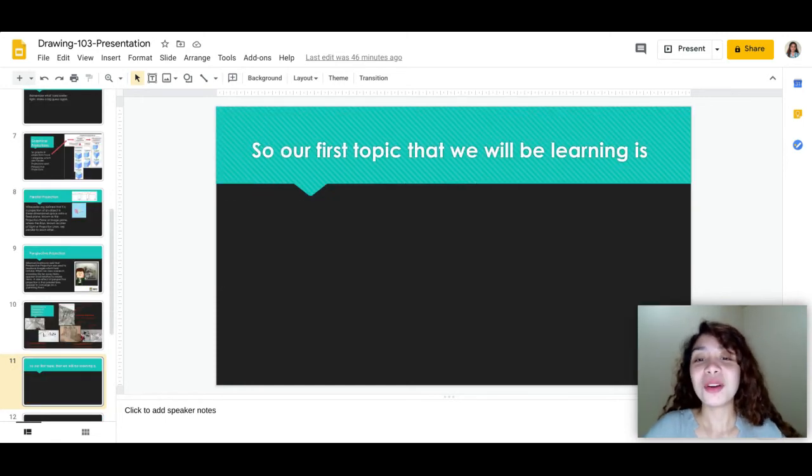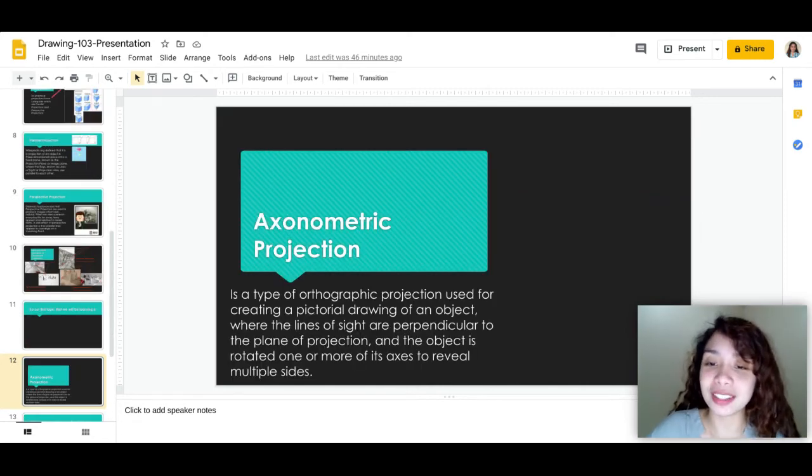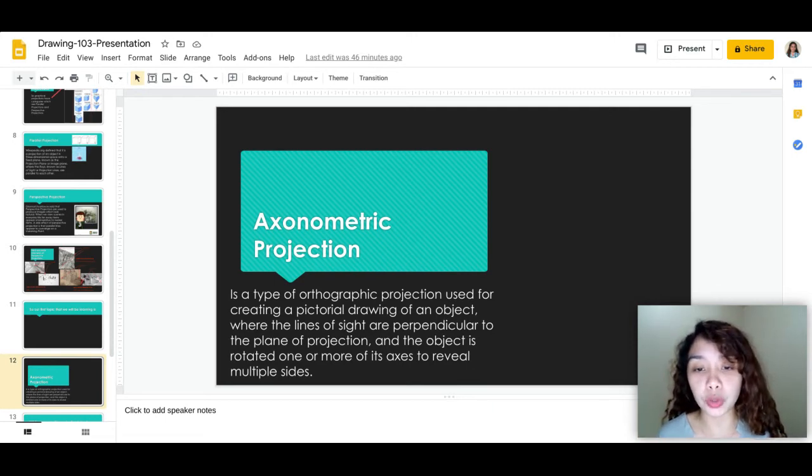Okay. So, for our first topic that we will be learning is the axonometric projection. Pag sinabing axonometric projection, it is a type of orthographic projection used for creating a pictorial drawing of an object where the line of sights are perpendicular to the plane of projection and the object is rotated one or more of its axes to reveal.